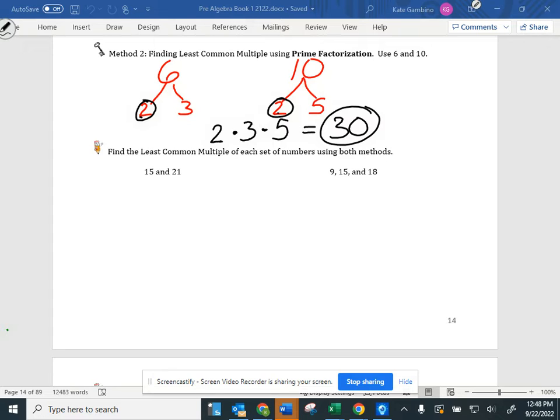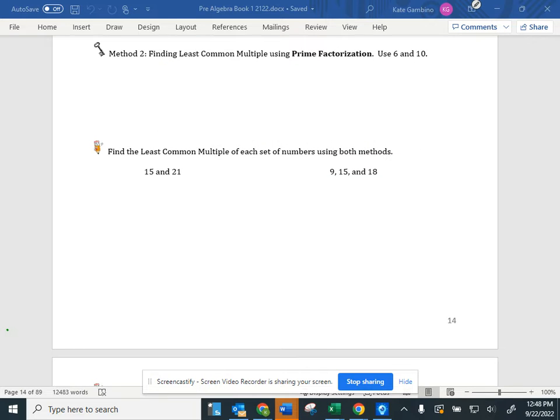The key to remember though is you are not writing down every single factor because they might share some. And then you're going to get a multiple, but it's not going to be the least common multiple. In order to get the least common multiple, you're going to write the factors that they share one time. So what if they shared like 2 factors? Let me show you. Let's say it's 30 and 60.